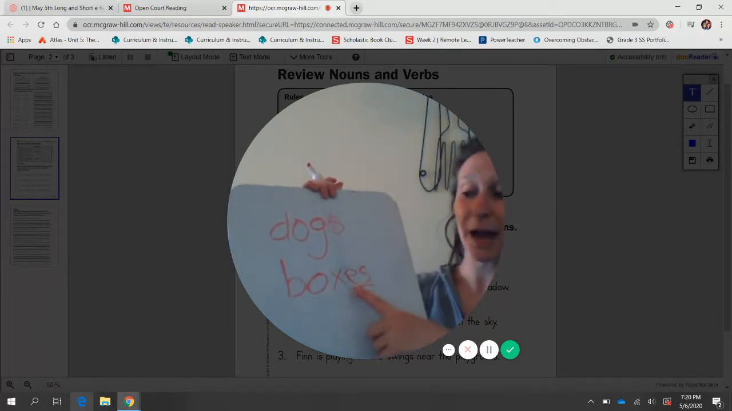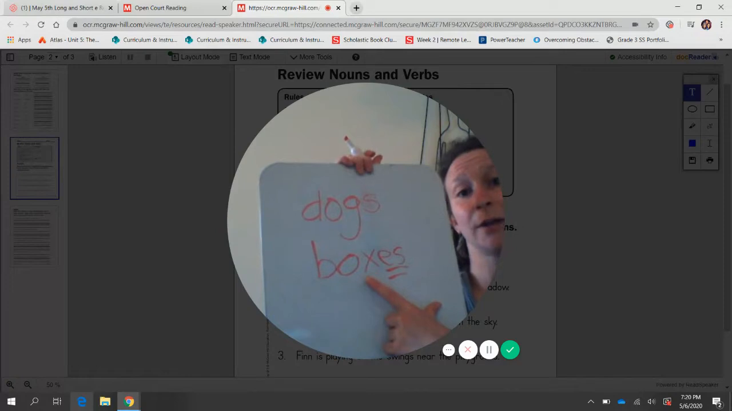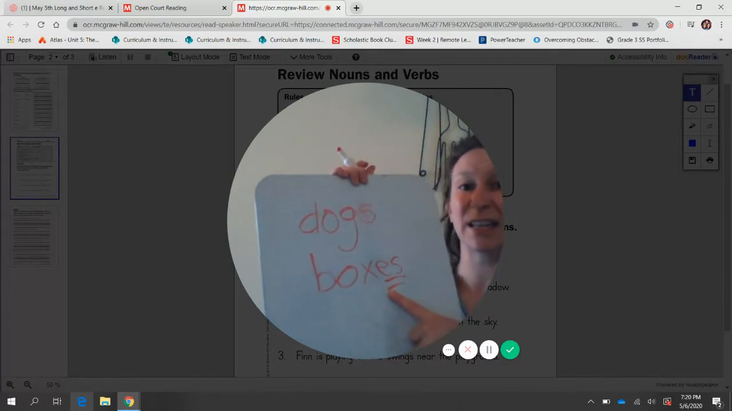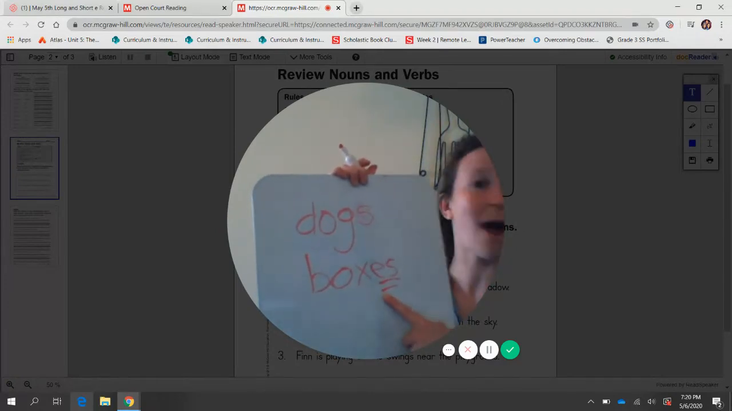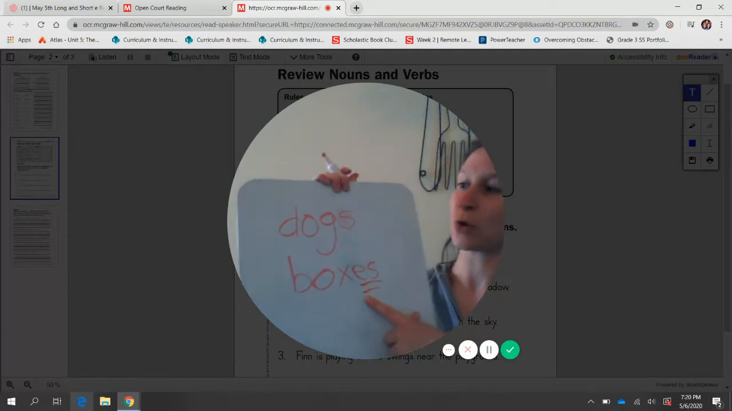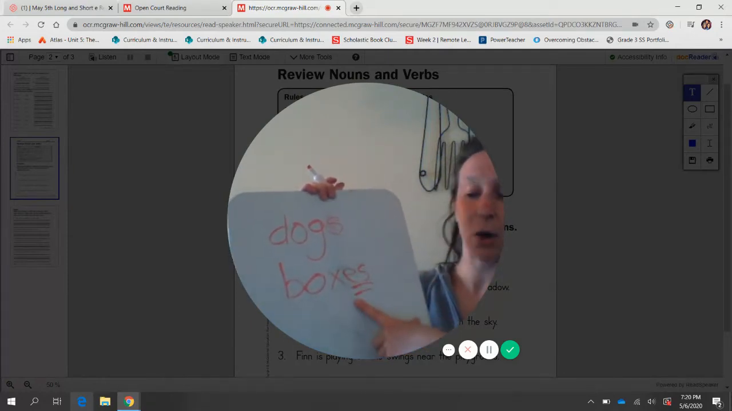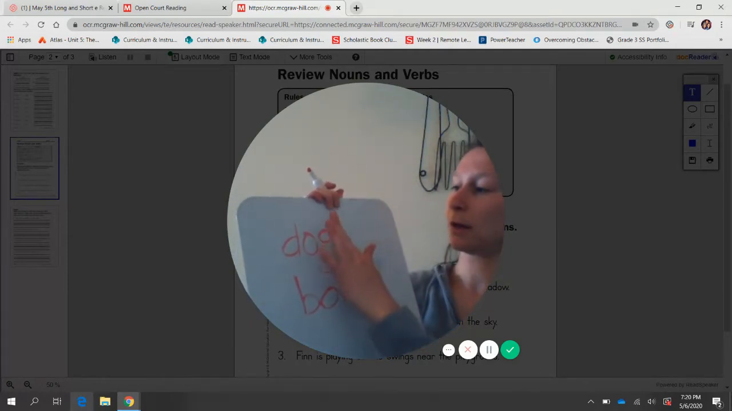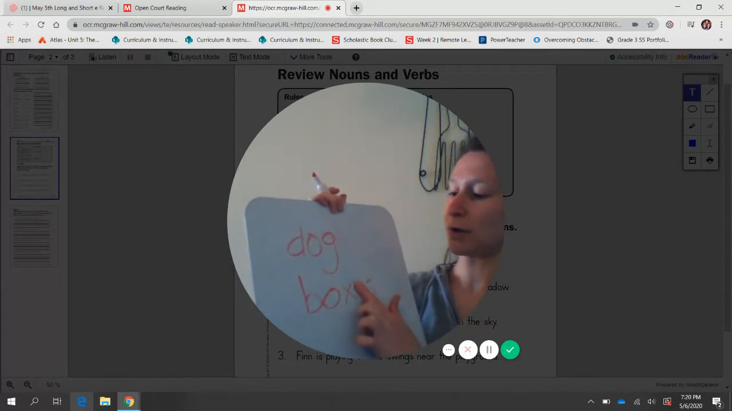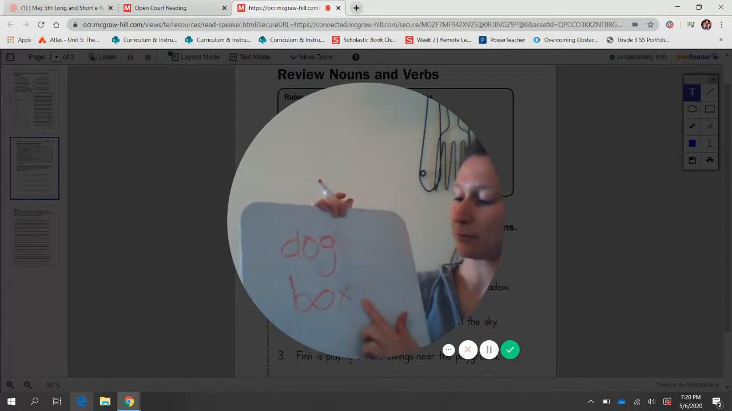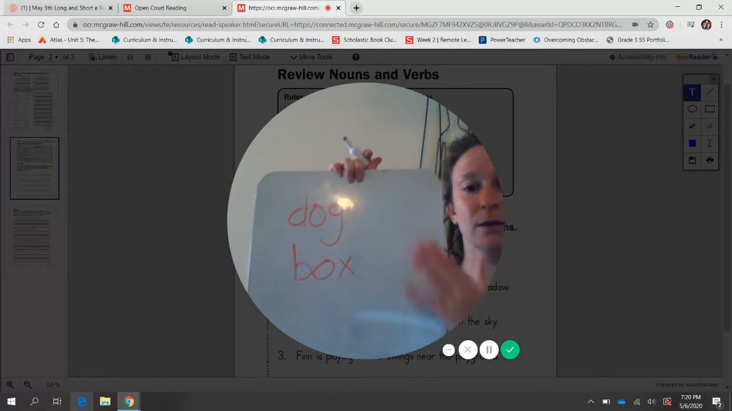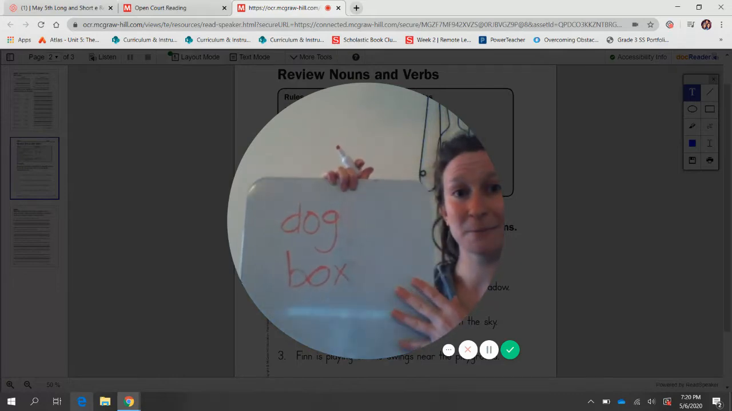Now, sometimes when you have certain consonants at the end of your words, you have to add an ES instead of just an S, but not all the time, just sometimes. So whenever you have an S or an ES, it makes it plural. And whenever you just have one of a noun, it's singular, dog and box, right?